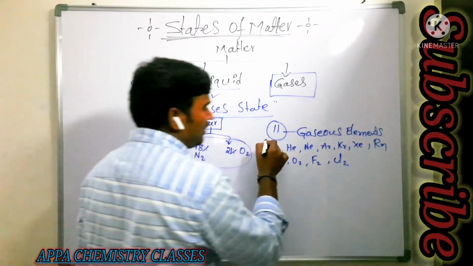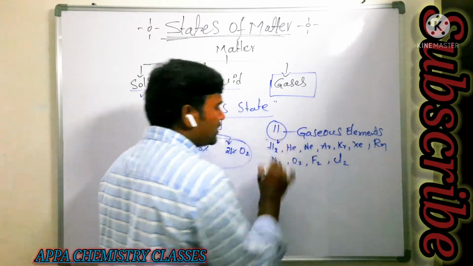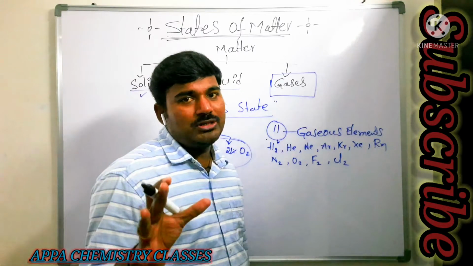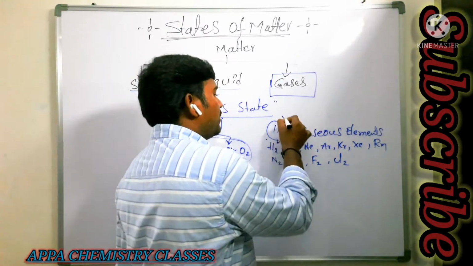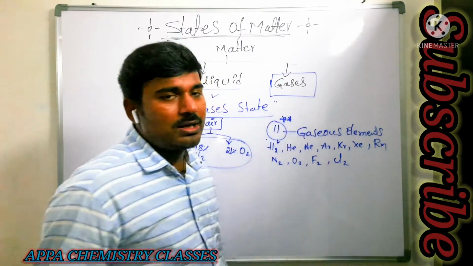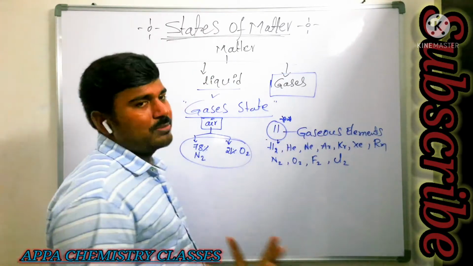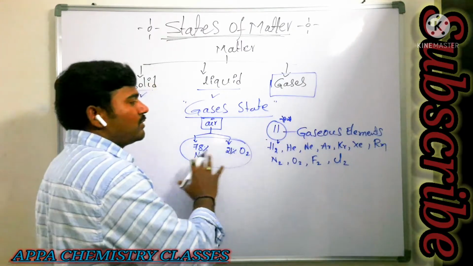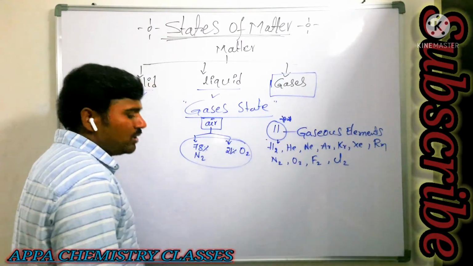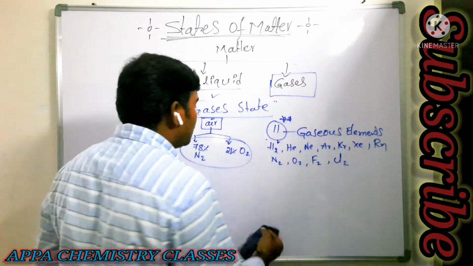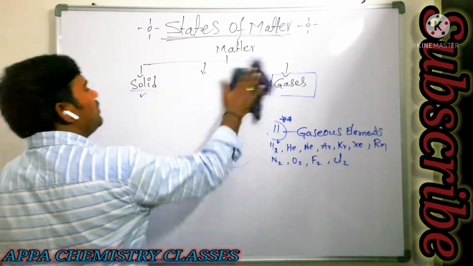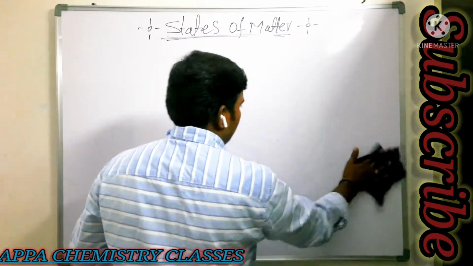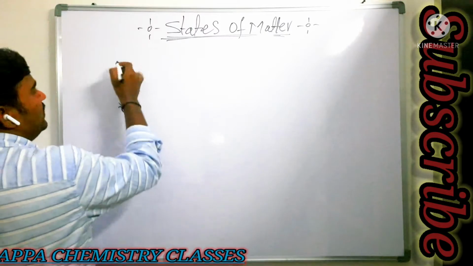In total, we have only 11 gaseous elements in the periodic table. So it is somewhat important. In MSET they directly asked how many gaseous elements are present in the periodic table, that is 11. Is that clear? That is a brief introduction about gases. Now we are going to see the measurable parameters we have for gases. So we'll see the measurable parameters.